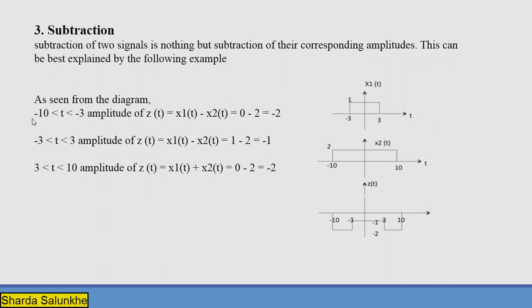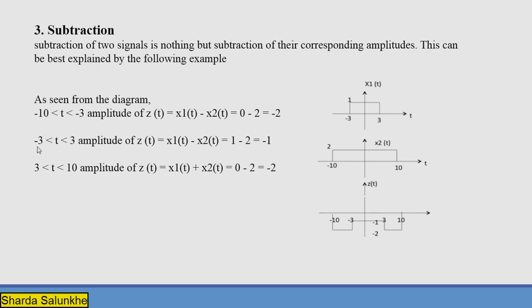As seen from the diagram, if your time parameter is from minus 10 to minus 3, the amplitude of the third signal, z of t, is equal to the first signal x1 of t minus x2 of t. But x1 of t has amplitude 0 for this time period, minus 10 to minus 3, and x2 of t has amplitude 2 for minus 10 to minus 3. So 0 minus 2 is equal to minus 2. So z of t becomes minus 2 for this period.